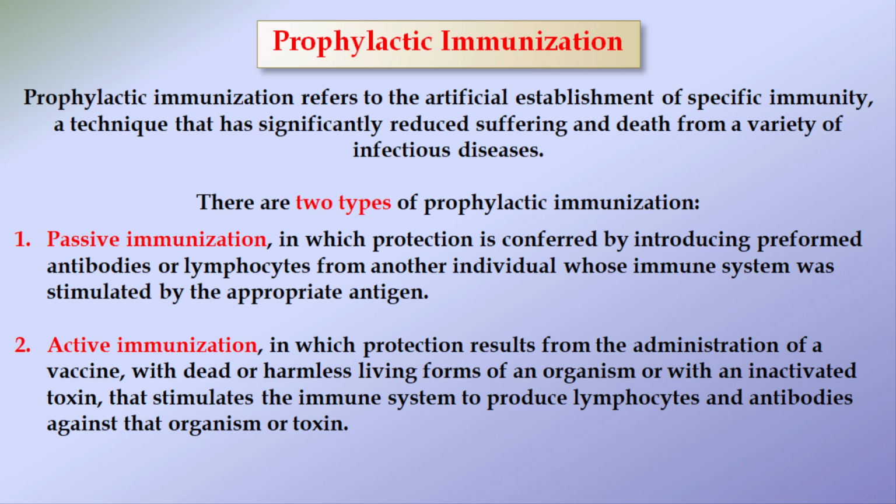Prophylactic immunization refers to the artificial establishment of specific immunity, a technique that has significantly reduced suffering and death from a variety of infectious diseases. There are two types of prophylactic immunization: passive immunization, in which protection is conferred by introducing preformed antibodies or lymphocytes from another individual whose immune system was stimulated by the appropriate antigen.